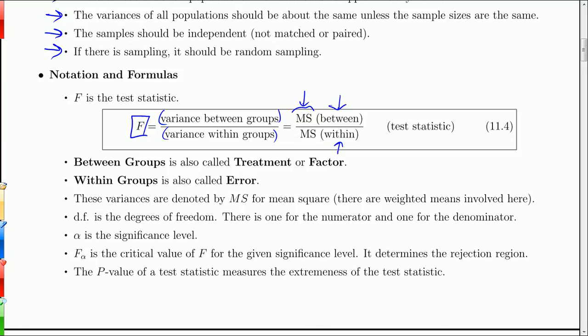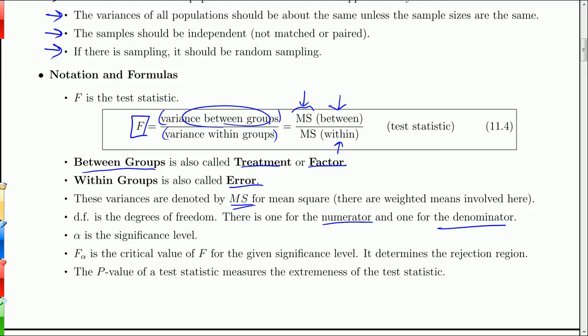and you calculate that ratio, and that gives you the F test statistic. The idea of between groups is also called treatment or factor, and I'll show you where that shows up a little later. And the variance within groups is also called the error, right? And the MS stands for mean square. It's a weighted mean of squared differences, so it's an estimate of the variance. DF is the degrees of freedom. There is one for the numerator, right, and one for the denominator.